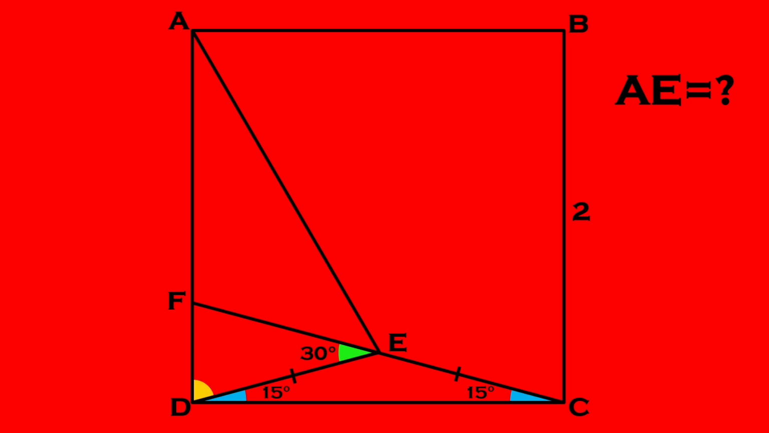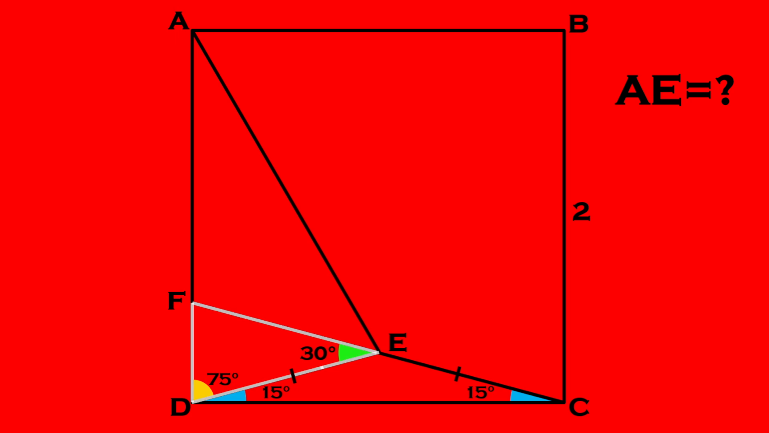Now, this yellow angle, together with the blue angle of 15 degrees, must be equal to 90, because ABCD is a square. From that, the yellow angle can be calculated to be 75 degrees. Observing this white triangle and using the fact that the sum of its interior angles must be 180 degrees, we can find the missing angle. We can see that this triangle has two angles both equal to 75 degrees. Because of that, it's isosceles.